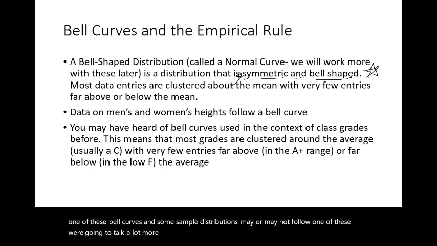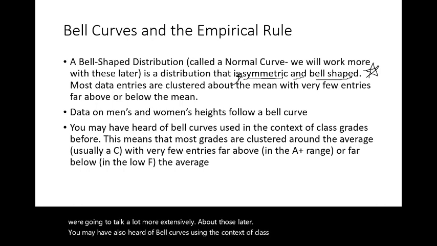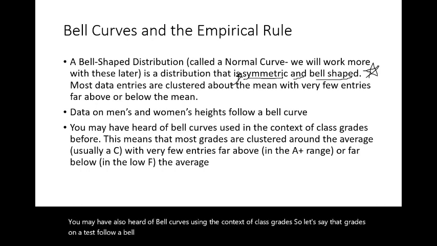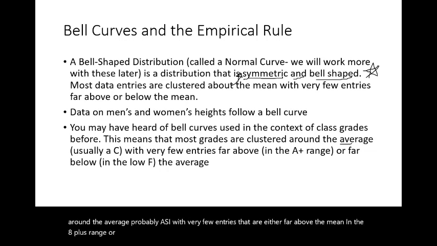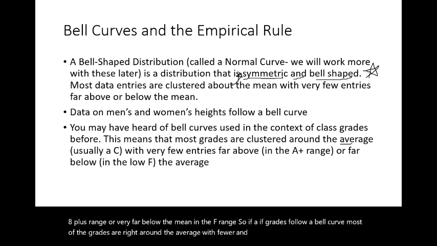You may have also heard of bell curves used in the context of class grades. So let's say that grades on a test follow a bell curve. What that will mean is that most of the grades are clustered around the average, probably a C, with very few entries that are either far above the mean, like in the A+ range, or very far below the mean in the F range. So if grades follow a bell curve, most of the grades are right around the average, with fewer and fewer grades as you get further and further away from the class average.